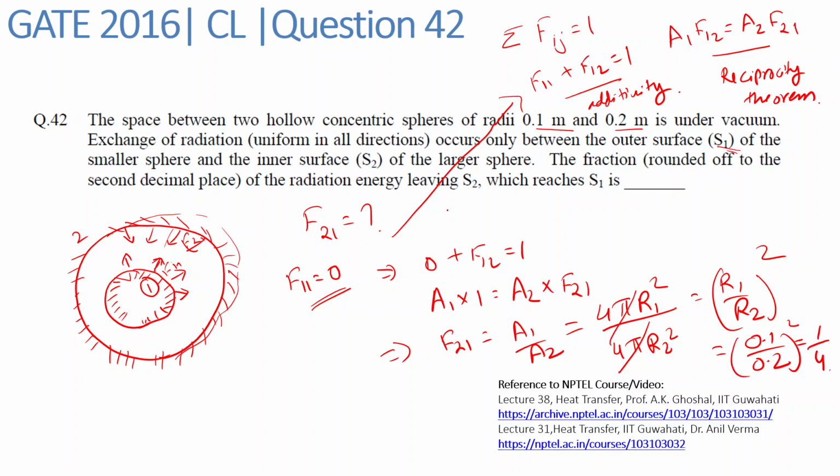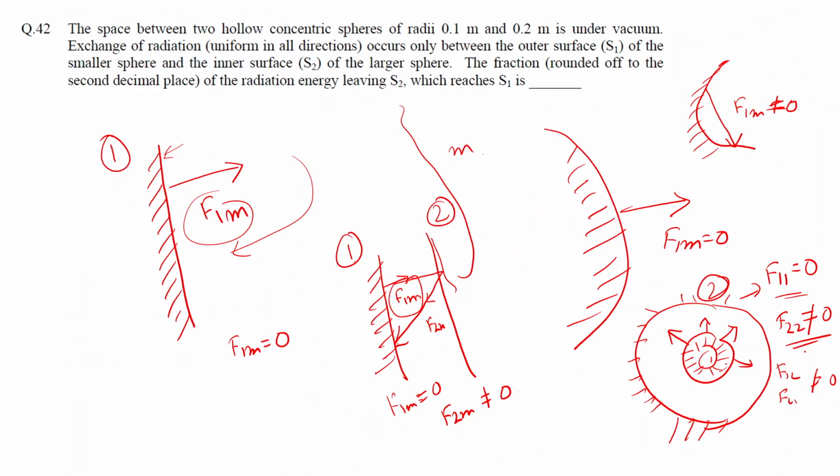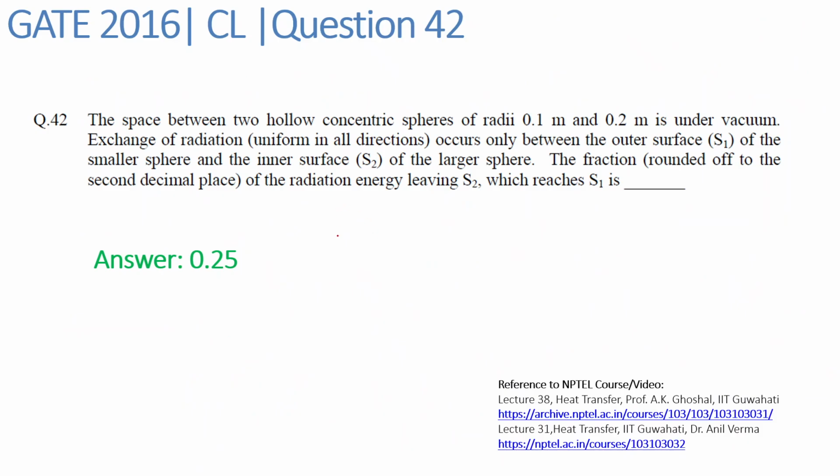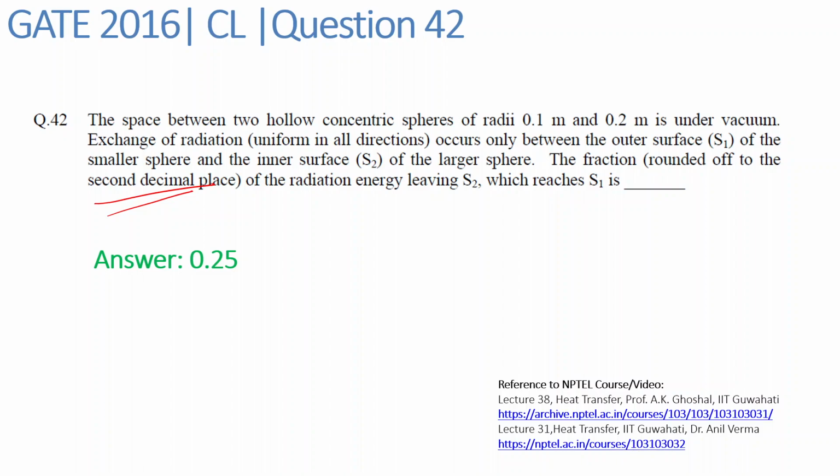That is the fraction of radiation energy leaving surface 2 which reaches surface 1, F21, as we call it. It will be 1 by 4 from over here. So the final answer we can report as 0.25, since we have been asked to report it to two decimal places. Okay, so I hope this answers your doubt in the question. If you have any doubts related to any of the questions discussed today, you can ask, or else we can conclude today's session.